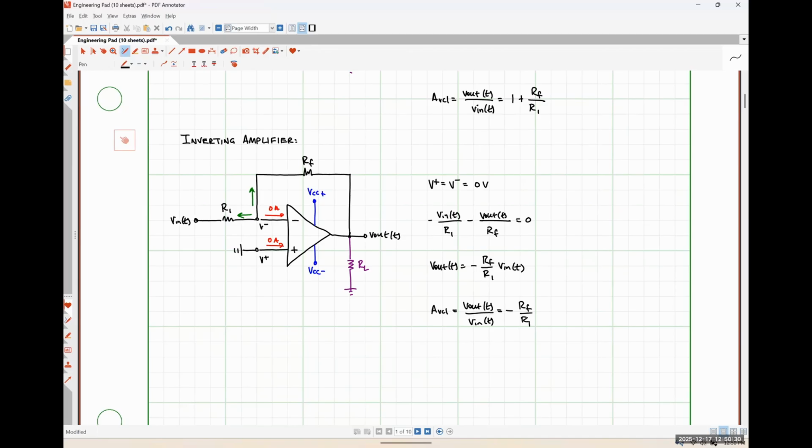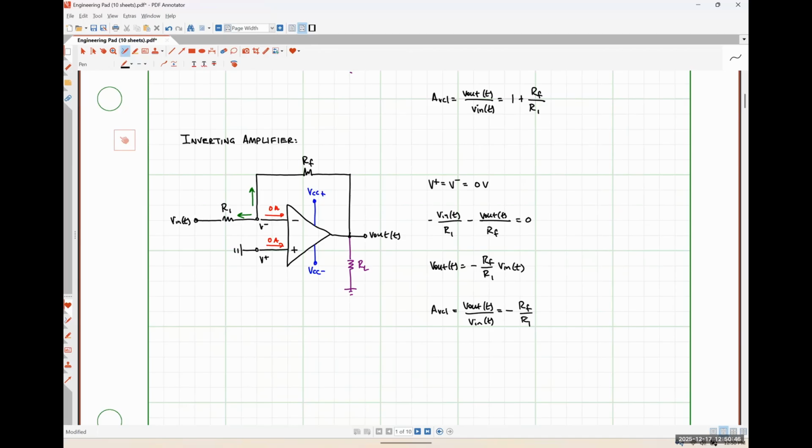And our voltage gain tells us that our output signal will be of the opposite polarity of our input signal, meaning that whenever our input signal is positive, our output will be negative. Whenever our input signal is negative, our output will be positive.